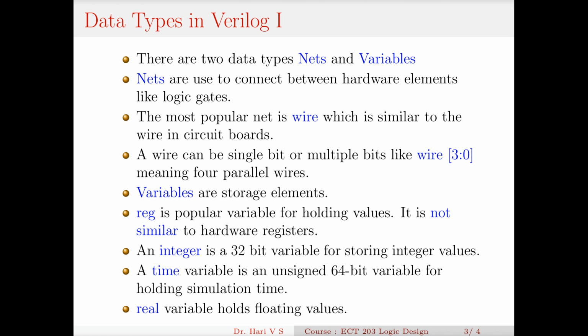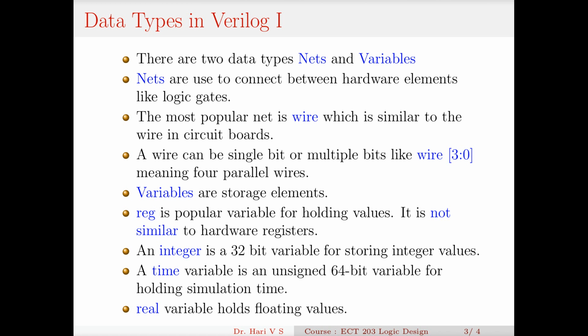The most popular net type is wire, which is similar to the wire in a circuit board. Suppose I have an AND gate and its output is connected to a NOT gate, or a NOR gate. Then the connection between the output of the AND and the input to the NOT is with something called a wire. That is the meaning of a wire. It is something like the wire that you use in the circuit board.